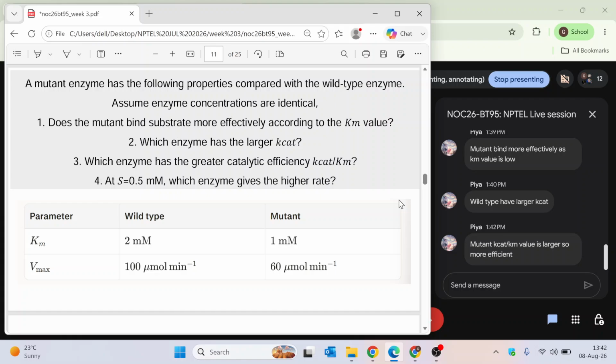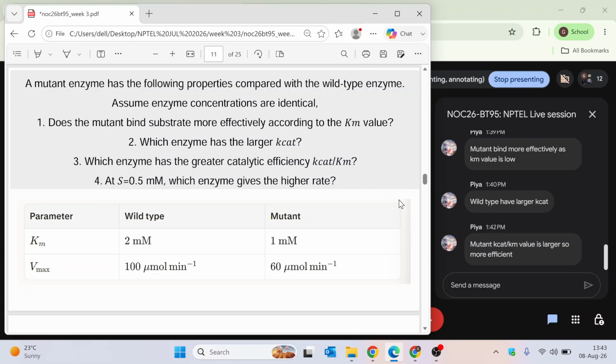If you compare, we all know that the Km value indicates the substrate binding affinity. An enzyme which has a lower Km value has a greater affinity to the substrate. So that is the significance of the Km value. Km is the Michaelis-Menten constant. Comparing the wild type and the mutant, the mutant has the lower Km value, and hence it has higher affinity towards the substrate.